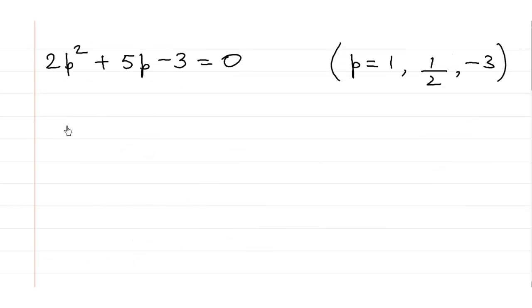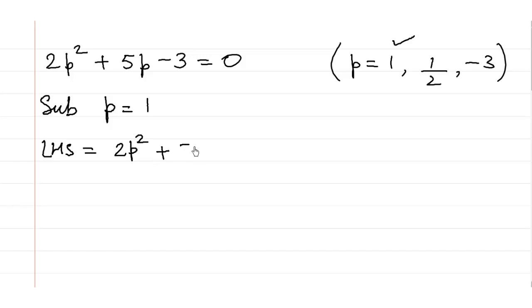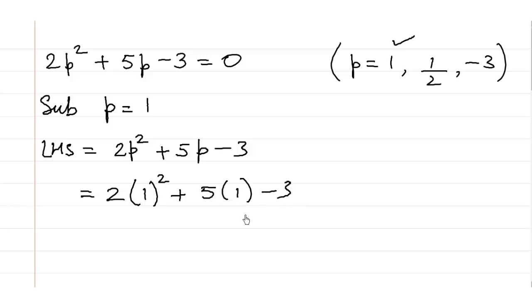Next sum, 2p square plus 5p minus 3 is equal to 0. This time the variable is p and not x. So we'll substitute p is equal to 1. This is the first value, 1. So the left hand side is equal to 2p square plus 5p minus 3, is equal to 2 into 1 square plus 5 into 1 minus 3, is equal to 1 square is 1, 1 2 is 2, 5 1 is 5 minus 3. Remember, first you need to square and then multiply.